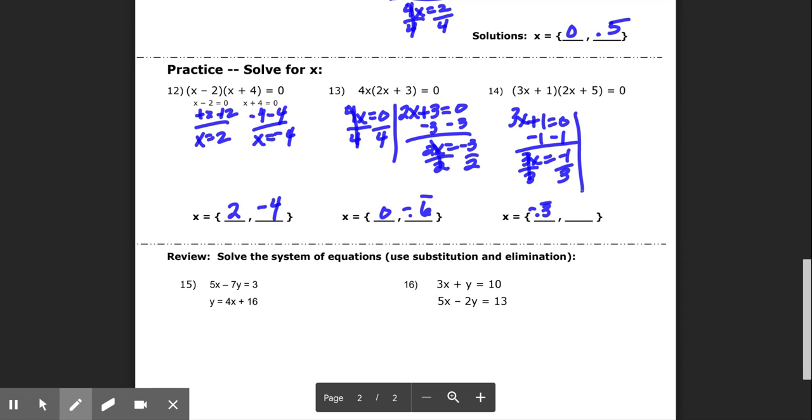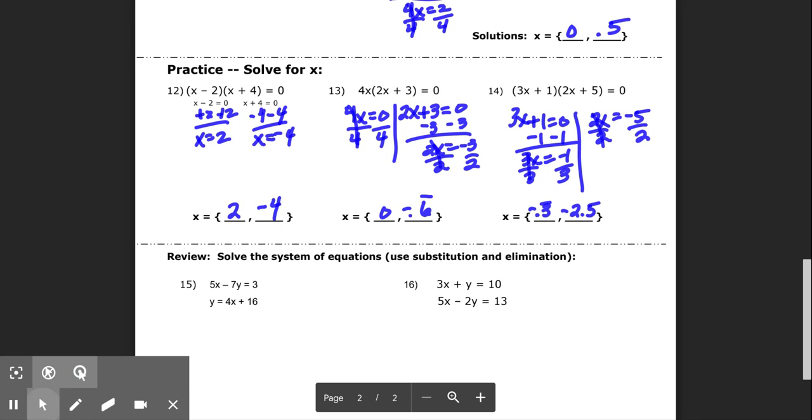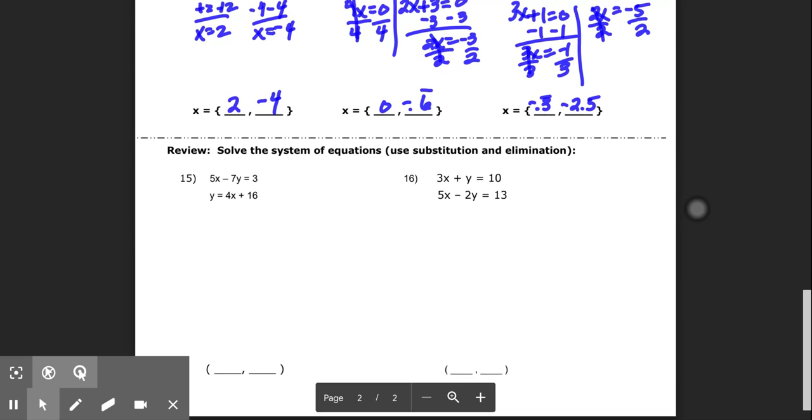And then you have 2x. And just as a little shortcut, if you want to go ahead and do this, go ahead and move this 5 over. So 2x equals negative 5. Divide both sides by 2. So x is going to be equal to negative 2.5. All right, and then 15 and 16 are just reviews.